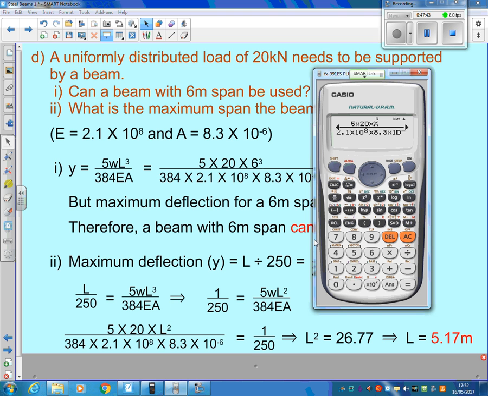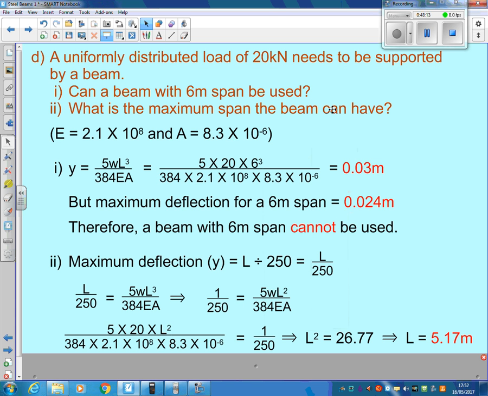And that's got to equal 1 over 250, so we go to the very end. Alpha equals 1 divided by 250. I could have set it up as a fraction. Shift solve equals 26.77. There it is. So that's L squared. Let's just square root the answer, equals 5.17. That's the maximum length we could have for the span, which of course is a little bit less than the 6 because we found it didn't work for the 6.